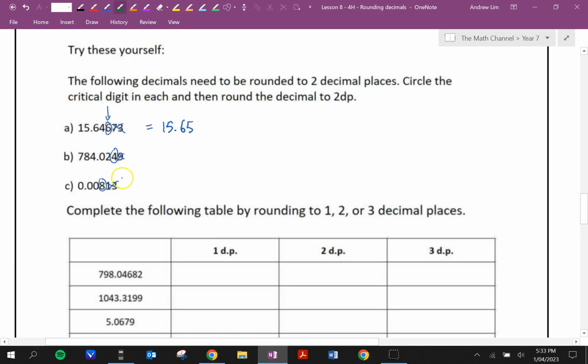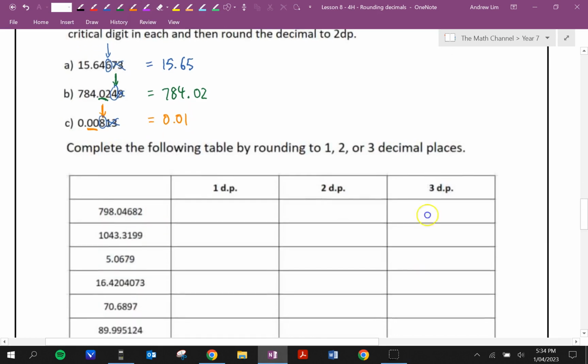Question B, we've got 784 point, is it 02 or is it 03? Well, that 4 tells us it stays at 02. Alright, question C, is 0.0, well, is it 00 or is it 01? That number here tells us, because it's 5 or more, that it rounds to 01. So that's the answer.